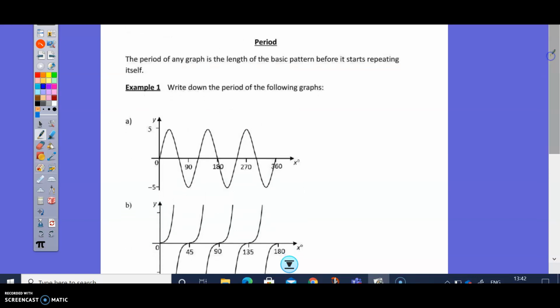Okay, we're just going to have a wee quick look at the period of the graph. They sometimes throw in just a 1 mark exam question asking you to write down the period of the graph. Okay, if we have a look at this first one, it's a sine graph.